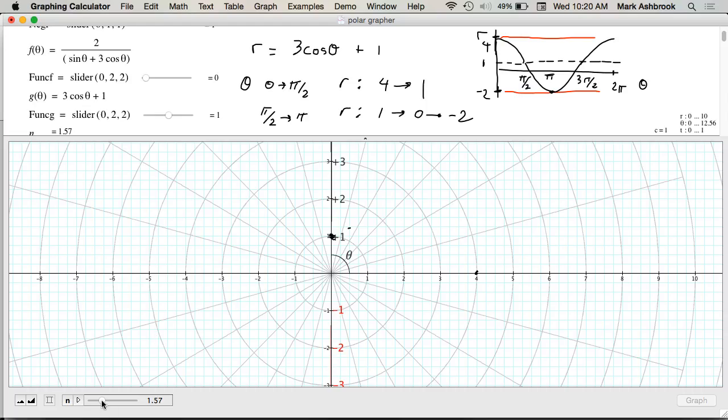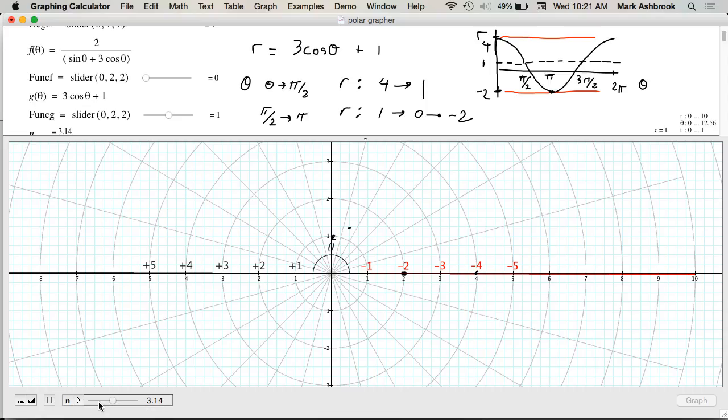So we let theta increase a little bit here from pi over 2, and do you see that the radius shoots down to 0? And then, as we continue in that quadrant, do you see the point going from 0 to negative 2? And we just reached pi. Okay, watch the point again. So going from positive 1 to 0, and then from 0 to negative 2 as the angle sweeps from pi over 2 to pi.